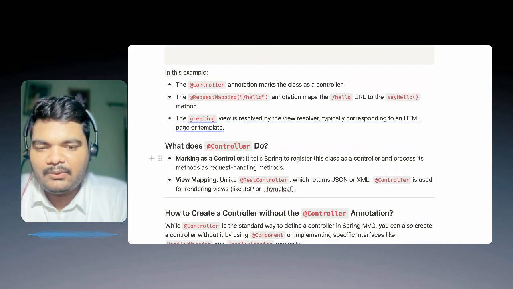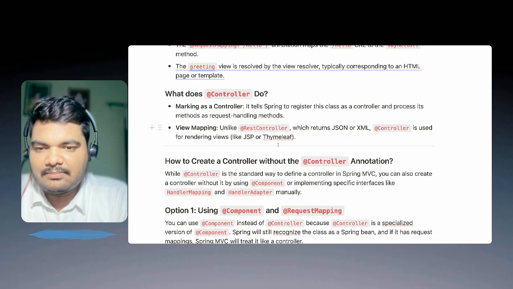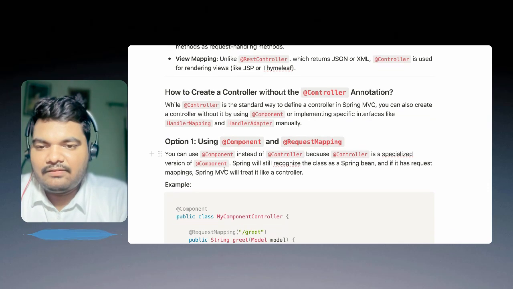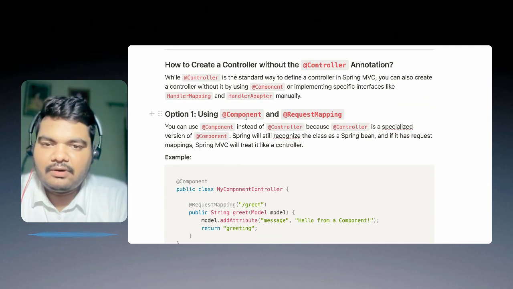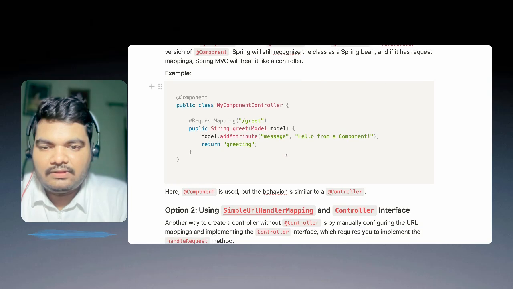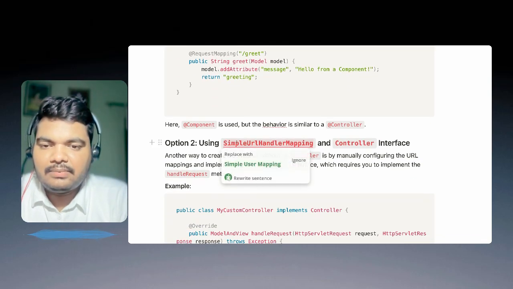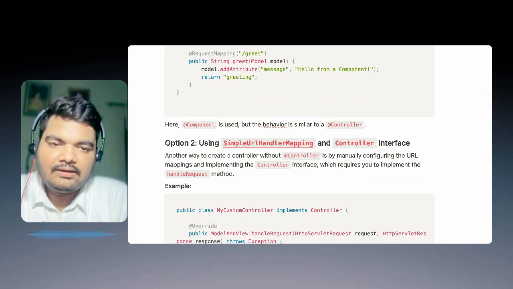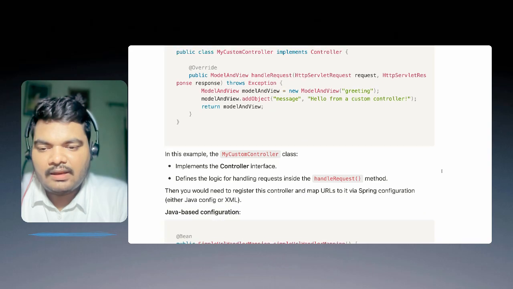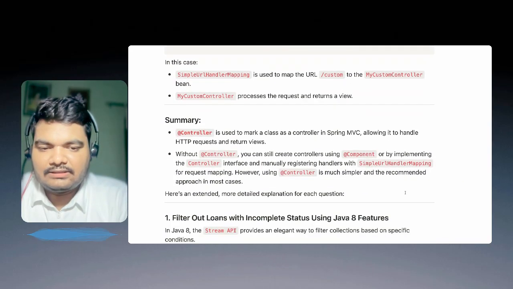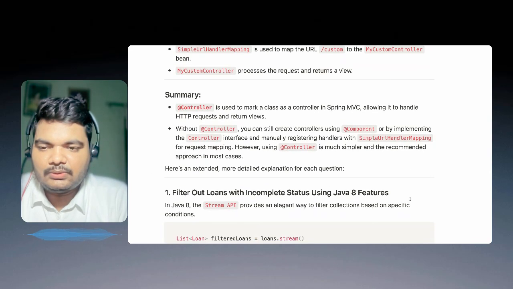What does a controller do actually? So a basic example around it, and how to create a controller without the Controller annotation, right? So this I was discussing, and there are different ways. Option one, using Component and RequestMapping with an example. Then option two, using SimpleUrlHandlerMapping and the Controller interface. Examples I've given, proper examples for sure. Then I've summarized the whole thing.